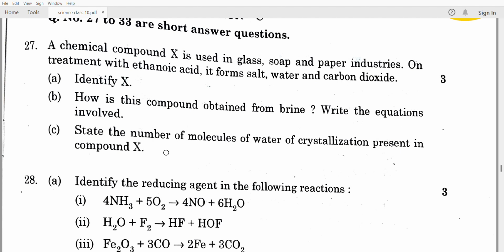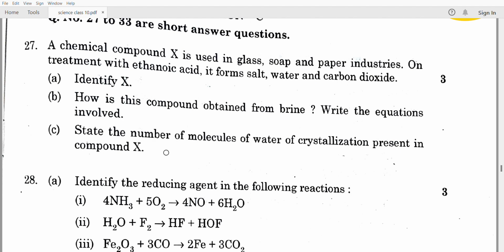How is this compound obtained from brine? So they are asking about how to obtain this from brine. The substance that we got was sodium carbonate decahydrate. First, on passing electricity through brine solution, it gives sodium hydroxide plus chlorine plus hydrogen gas. Now the same brine solution, if it is treated with ammonia, carbon dioxide and water, will give us baking soda, and baking soda on heating gives us washing soda, Na2CO3.10H2O.